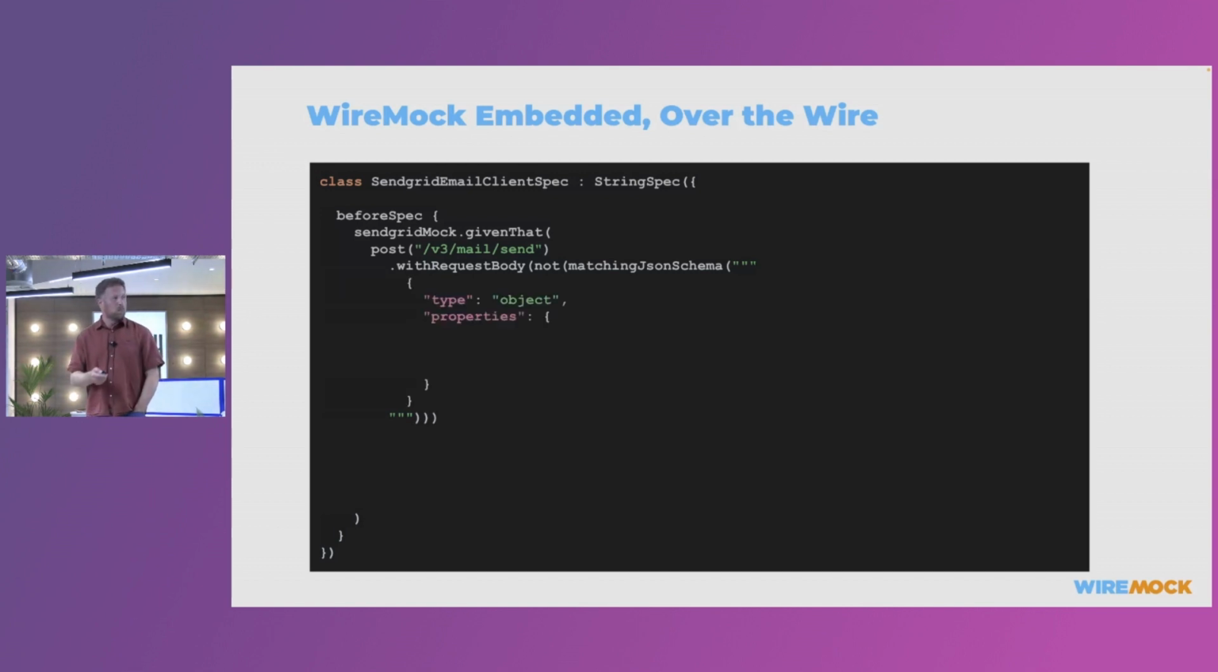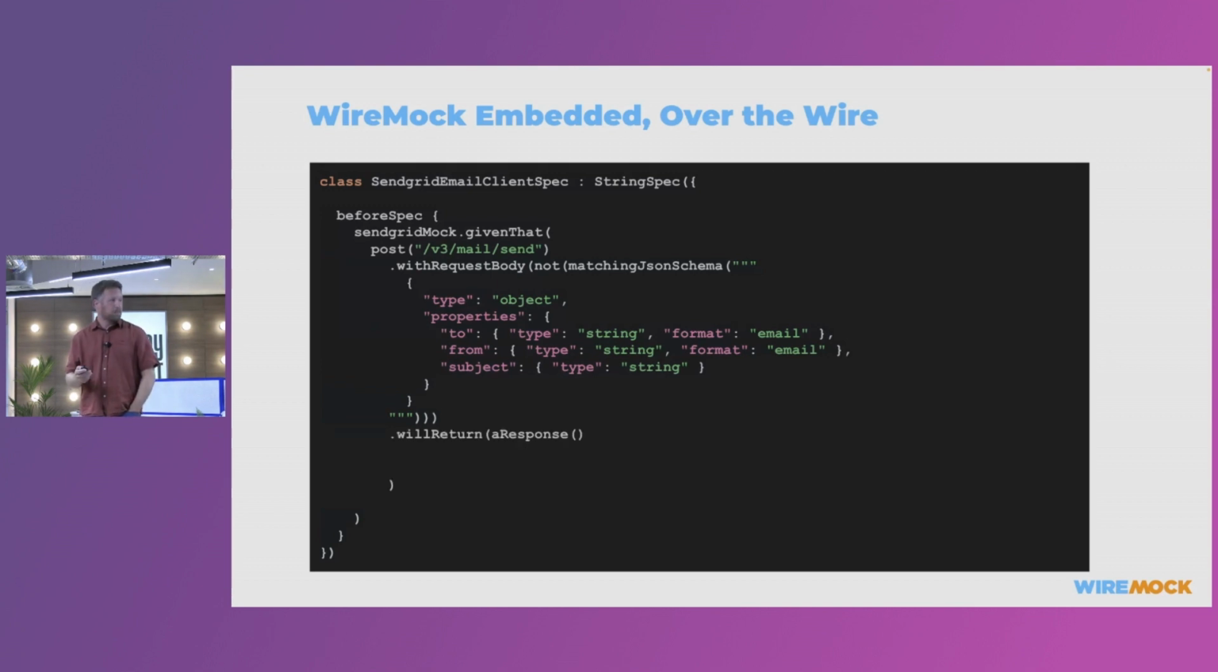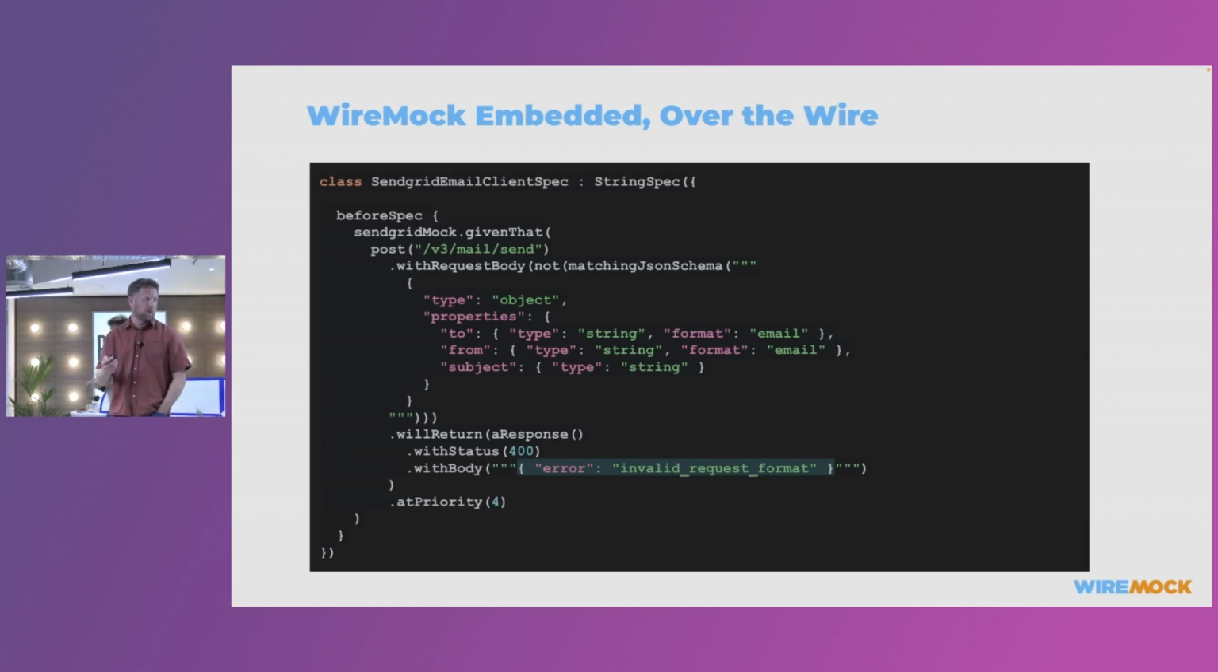So we're going to say the JSON schema we expect is an object with properties "to", which has format email, "from" with format email, and a "subject" of type string. And we say that anything that does not match that should return a response with status 400 with body "invalid request format". And again, we set it at a slightly higher priority than our happy case stub.